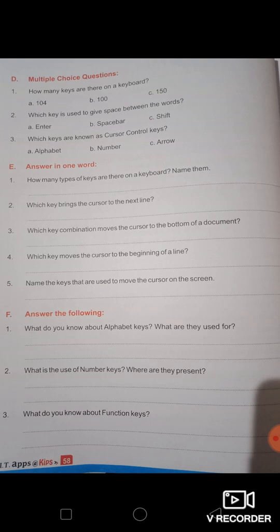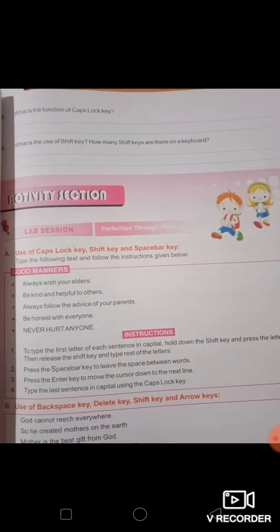And fourth question is, what is the function of the caps lock key? The caps lock key is used for typing letters in capital. Last question is, what is the use of the shift key? How many shift keys are there on a keyboard? The shift key is used to type the special symbols present on the upper part of keys and to type alphabets in capital letters. There are 2 shift keys on a keyboard.